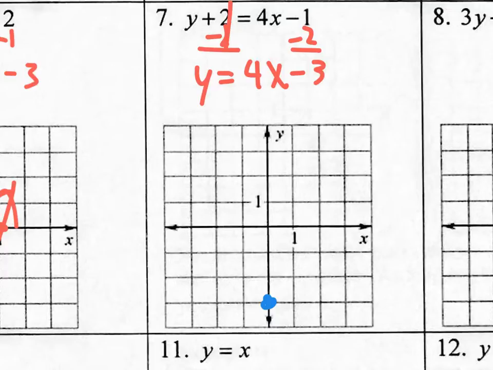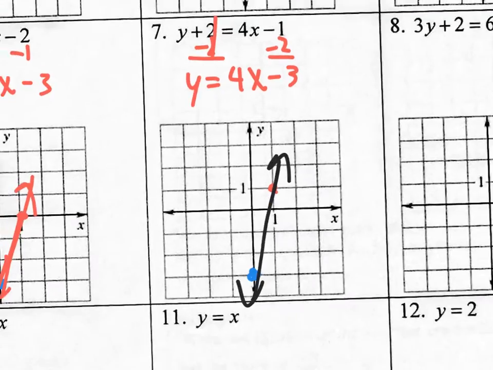So up 4 to the right 1. So if I go up 4, 1, 2, 3, 4, I go to the side 1. There I am at the coordinate 1, 1. Just draw your line right through those 2 points, and you graphed it.